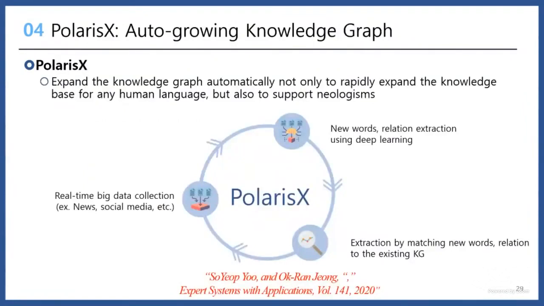Next, I'll talk about Polaris X. Polaris X expands the knowledge graph automatically, not only to rapidly expand the knowledge base for any human language, but also to support the algorithms. It collects big data in real time, extracts new words and their relationships using deep learning, and finds out the meaning of new words.